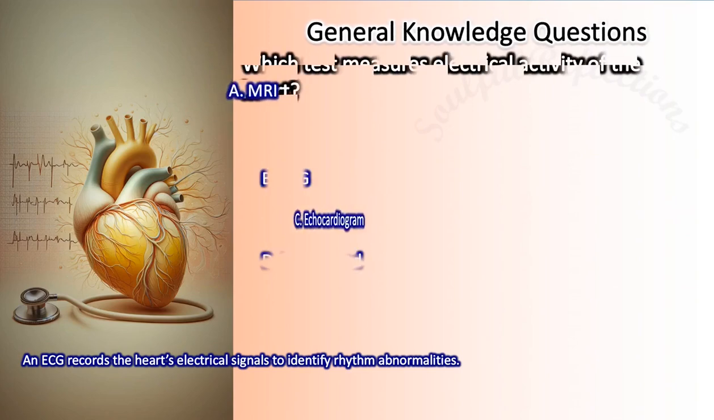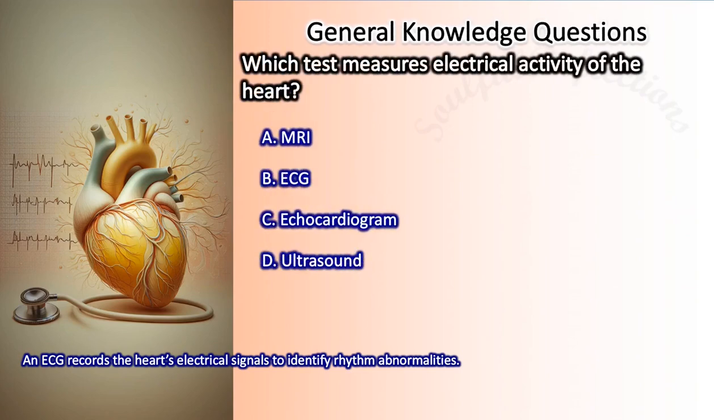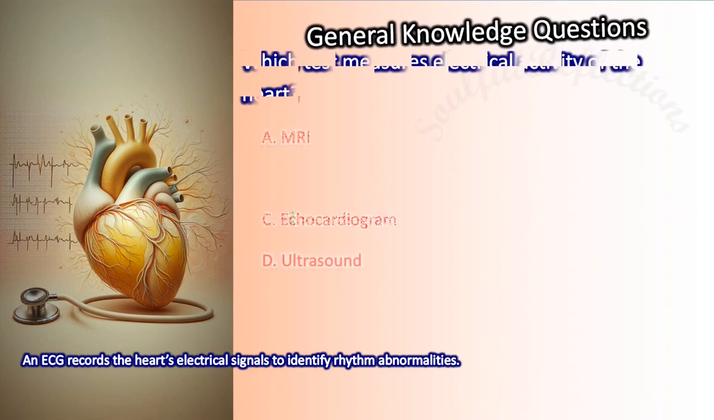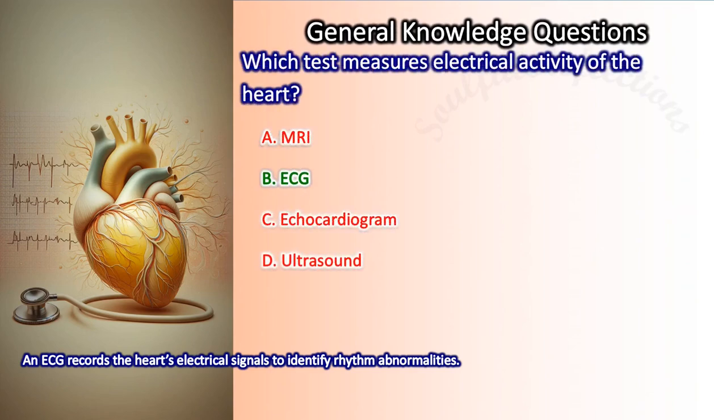Which test measures electrical activity of the heart? Option 1, MRI. Option 2, ECG. Option 3, echocardiogram. Option 4, ultrasound. The answer is, option 2, ECG.